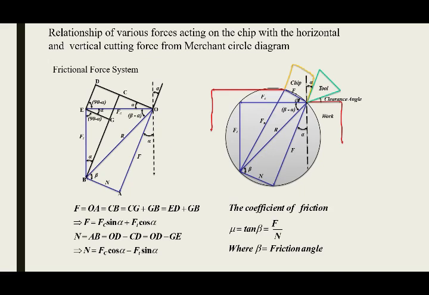Again, the relationship of various forces acting on the chip with the horizontal and vertical cutting force from the Merchant circle diagram. Let us understand this diagram. This is the same diagram as given here. So here what is the value of F? After naming the points, let us consider O as the origin, and this point as A, B, C, D, E and G. So what is F? F is distance OA.